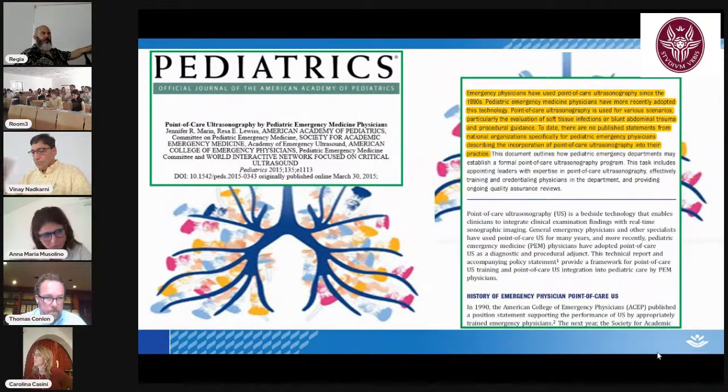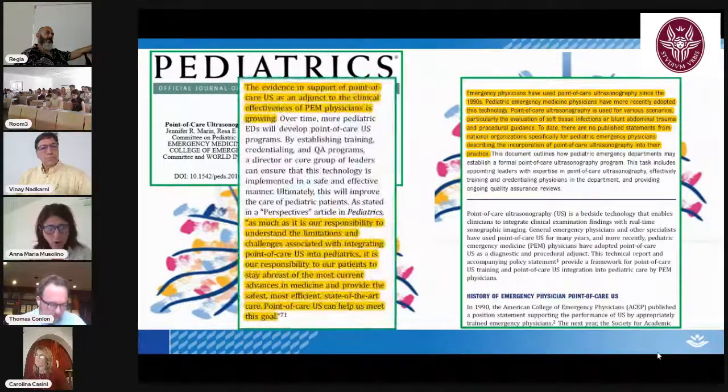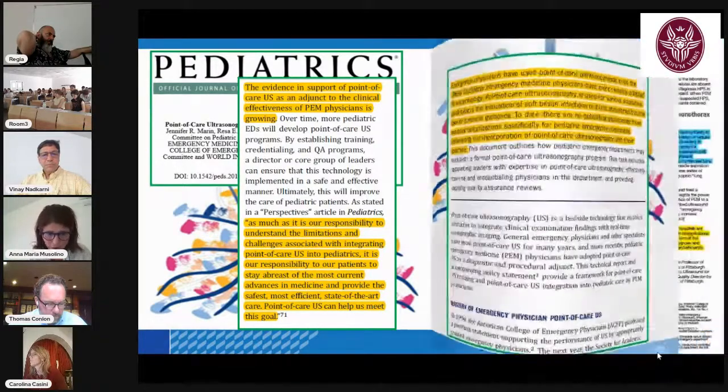Let's go back rapidly to ultrasound history. In 2015, Professor Marin wrote in Pediatrics that as much as it is our responsibility to understand the limitations and challenges associated with integrating point-of-care ultrasound into pediatrics, it is our responsibility to our patients to stay abreast of the most current advances in medicine. And point-of-care ultrasound can help us meet this goal.